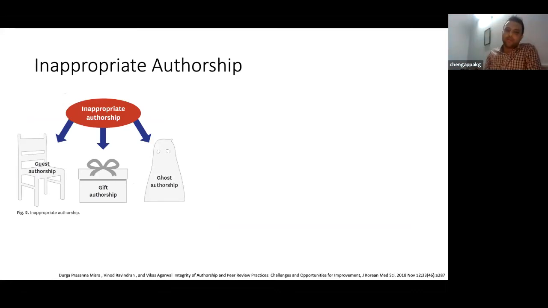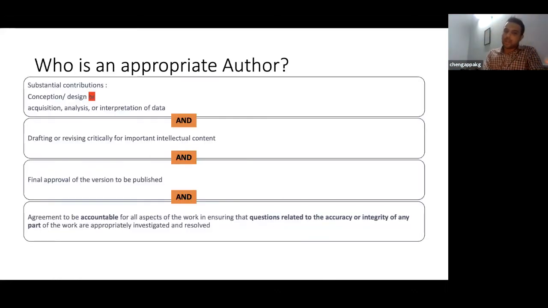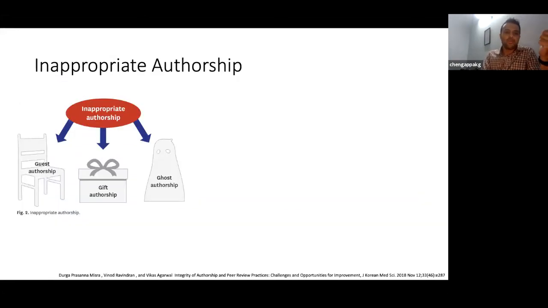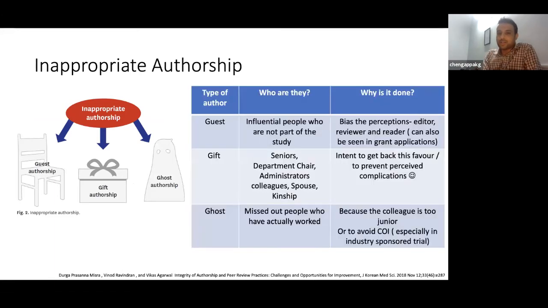So who is an inappropriate author? Anybody who does not satisfy all the 4 criteria becomes an inappropriate author. So the first type of inappropriate authorship is called guest authorship. Then there is something called ghost authorship and gift authorship. So guest authorship, who are they? So we have written a paper now and we want some big name in it. So we talk to a friend who is somewhere else in the world or somewhere else in India. So we ask him, can you be a co-author? He says, okay, very well. Then he becomes a guest author.